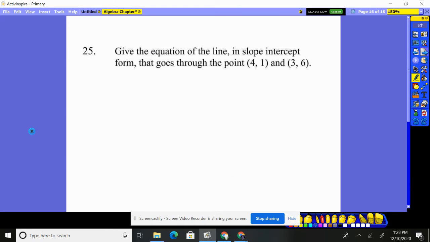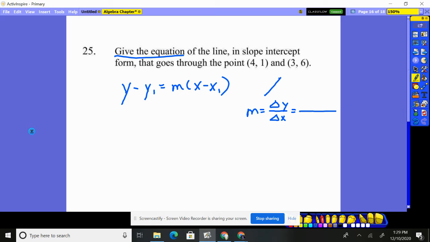It's perfect. Give the equation of the line in slope-intercept form that goes through these points. Well, as soon as it says give the equation, y minus y sub 1 equals slope times x minus x sub 1. I have to search for the slope here. No big deal. I have a point and a point. I want to know the slope of it, the steepness of that line. How do I do that? Slope, rise with the y's, run with the x's. Subtract your y's over subtract your x's.